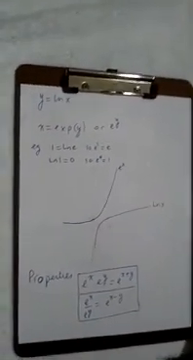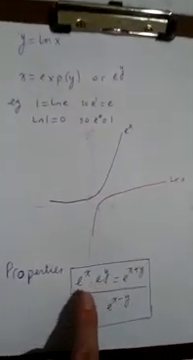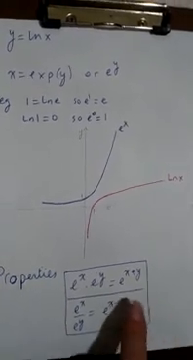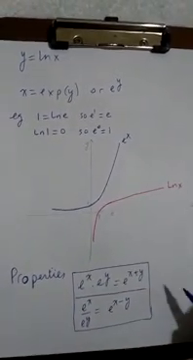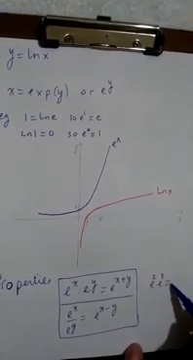Some properties of the exponential function. The product of two exponentials, e to the x times e to the y, is equal to e to the power x plus y. For example, e squared times e cubed will be e to the power 5.